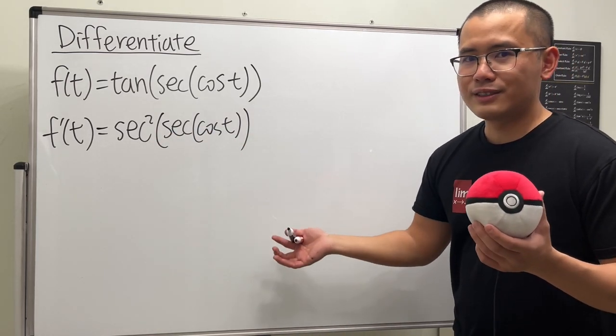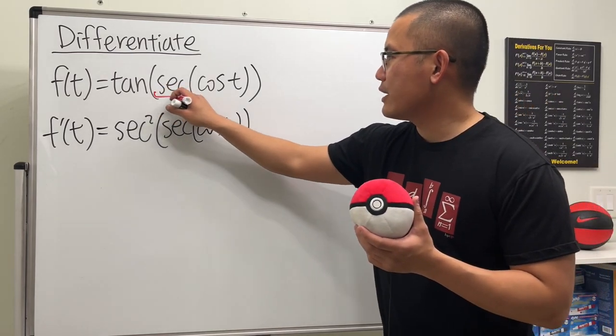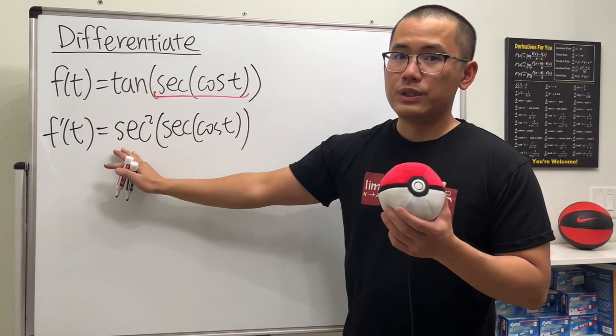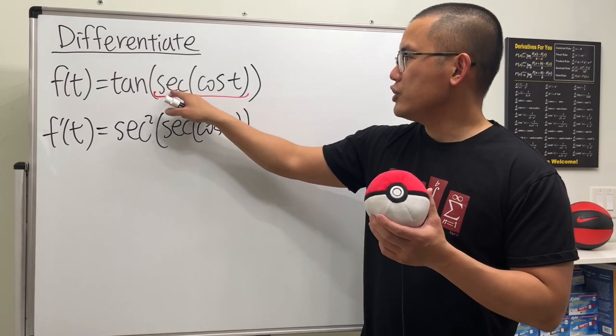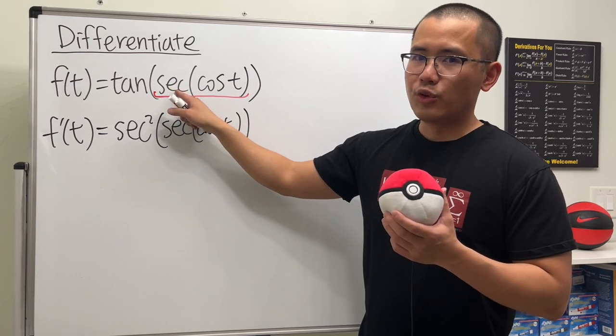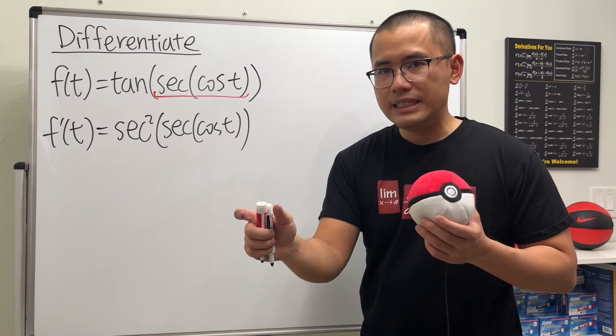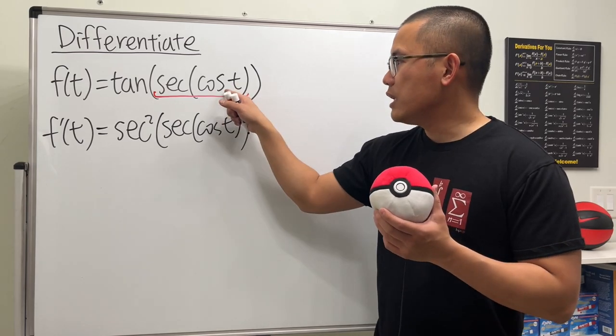All right, what's next? Of course, chain rule inside, right? Just forget about this because we did it already. Now differentiating secant of this, well, the derivative of secant is what? Secant times tangent, and we keep the same input.